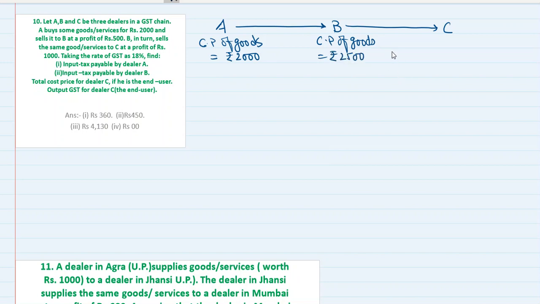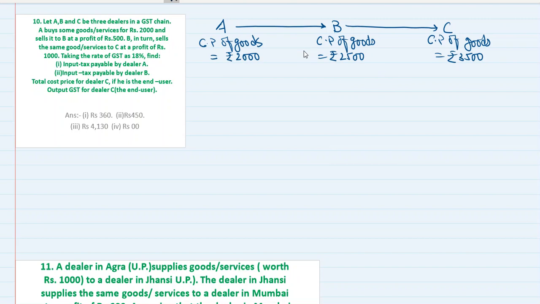Okay. B in turn sells the same goods to C at a profit of 1000. Okay. So the cost price of goods for C is equal to rupees 3500. Great. So at each point we know the cost price. So when I say that the cost price of goods for B is 2500, what does that mean? That means that the selling price of the goods for A is 2500, and that means the profit of A is 500 rupees. Okay, so these things can be very easily made out from whatever information I have written over here.